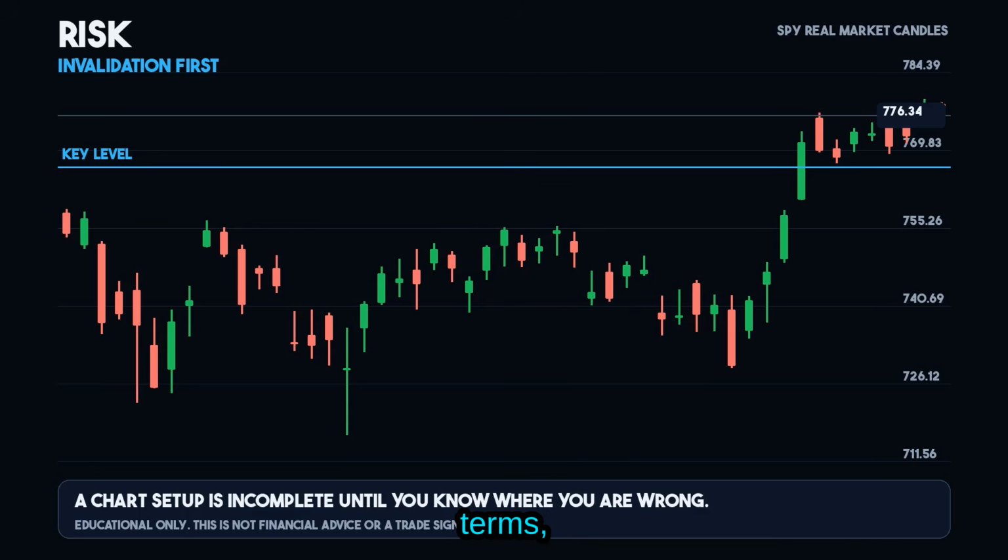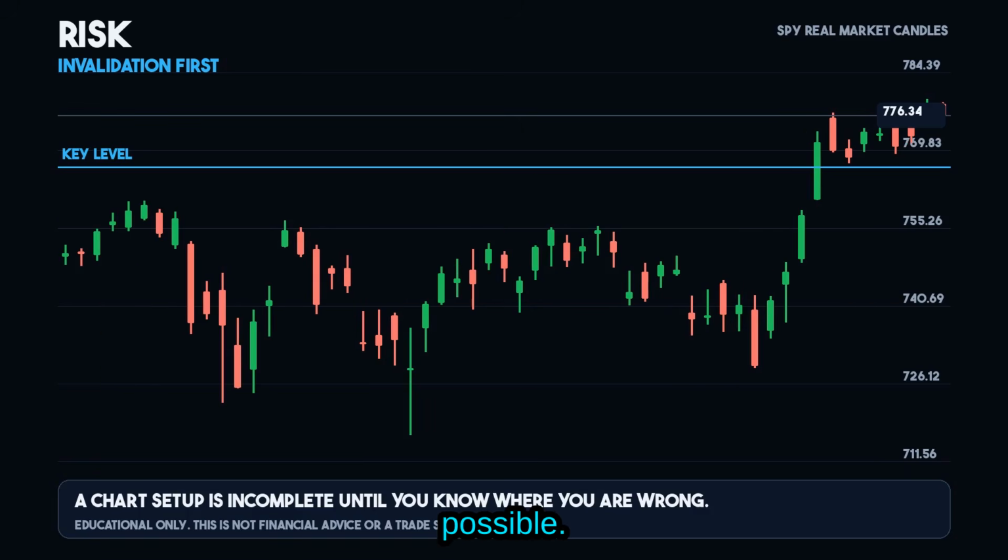In trading terms, the risk to reward ratio is often expressed as a ratio, for example, a 1:3 or a 3:1 ratio. A high risk to reward ratio means that for every dollar you risk, you're aiming to make multiple dollars. This ratio can vary from trade to trade, but the goal is always to keep it as high as possible. Now, let's talk about expectancy.